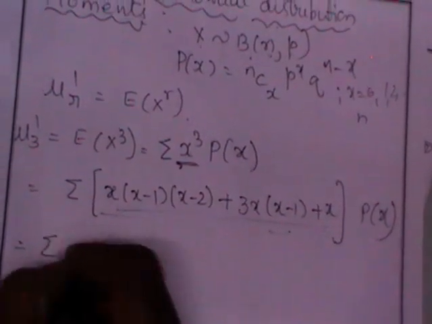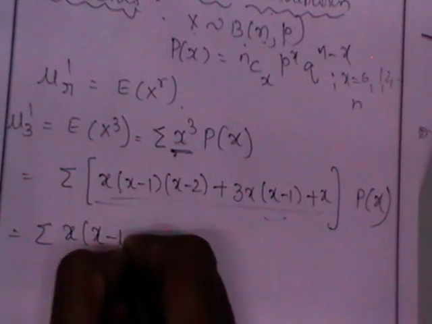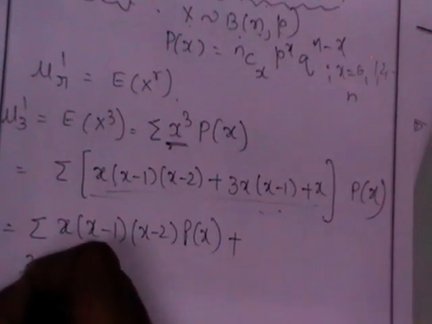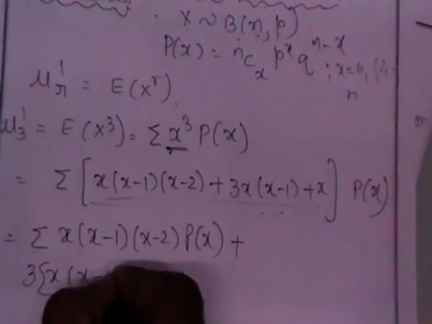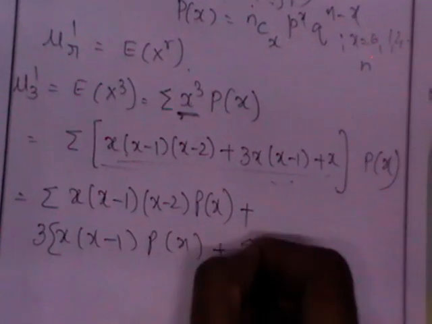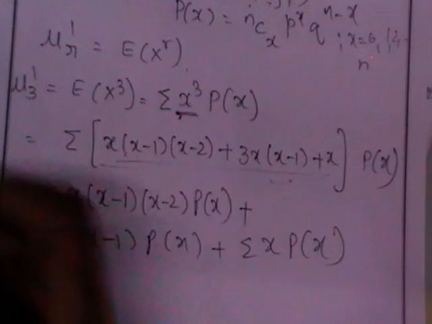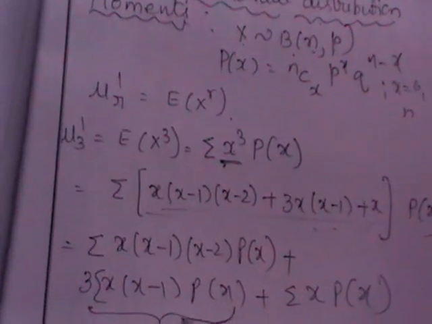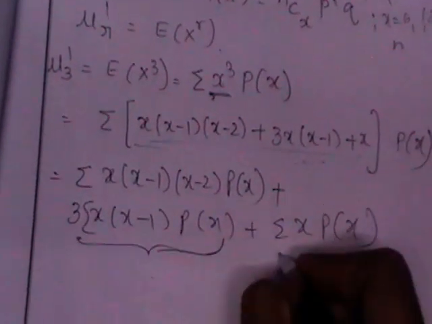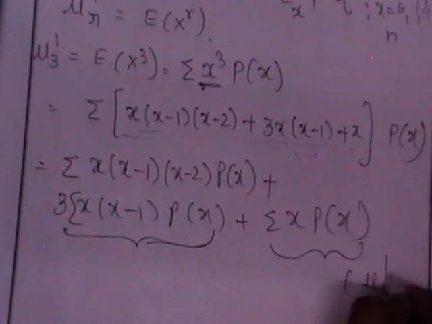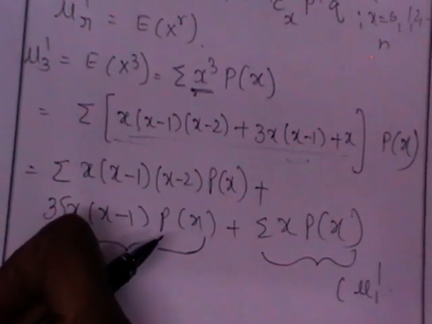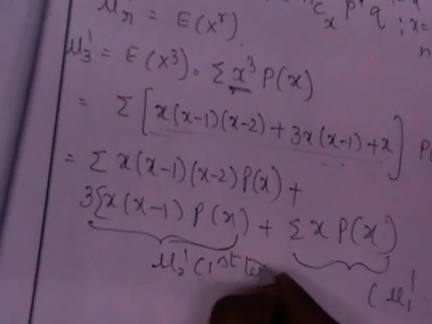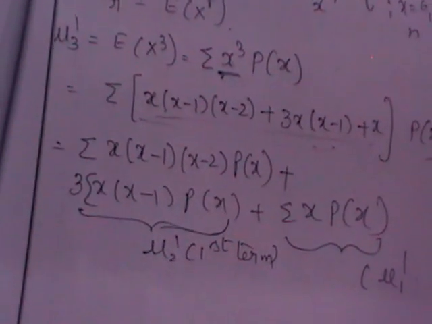Now you separate for each of these terms: sigma x into x minus 1 into x minus 2 into p of x, plus 3 into sigma x into x minus 1 into p of x, plus sigma x into p of x. If you look back into your mu2 dash, this is nothing but the first term in mu2 dash. This is nothing but mu1 dash. And the second term, no need to calculate. This is nothing but the first term in mu2 dash. So you only need to evaluate the first term.